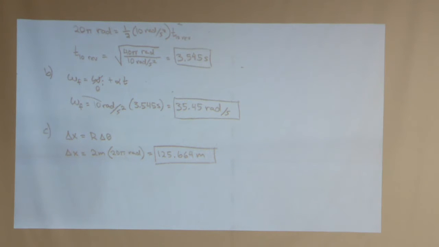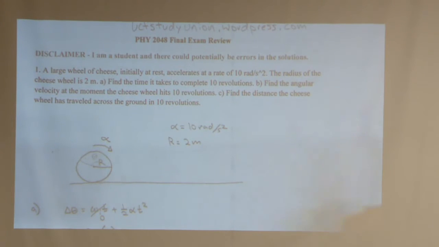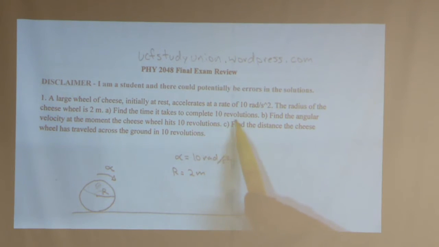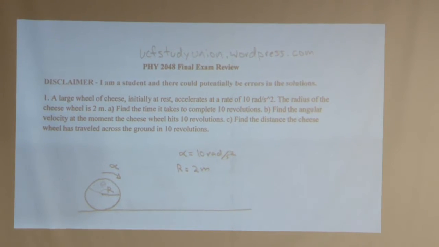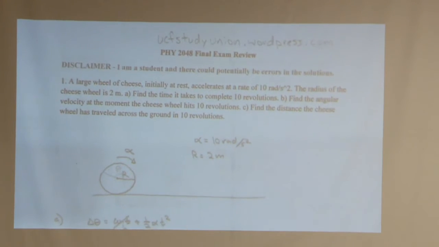So are there any questions on this problem? Where does the 2 pi 10 come from? 2 pi 10? All right, so the question asks to do 10 revolutions. 1 revolution is equal to 360 degrees in a circle, right? And 360 degrees in radians is 2 pi. So 1 cycle is 2 pi. And I want to do 10 cycles, so I have to multiply 2 pi by 10. All right. Any other questions on this problem?